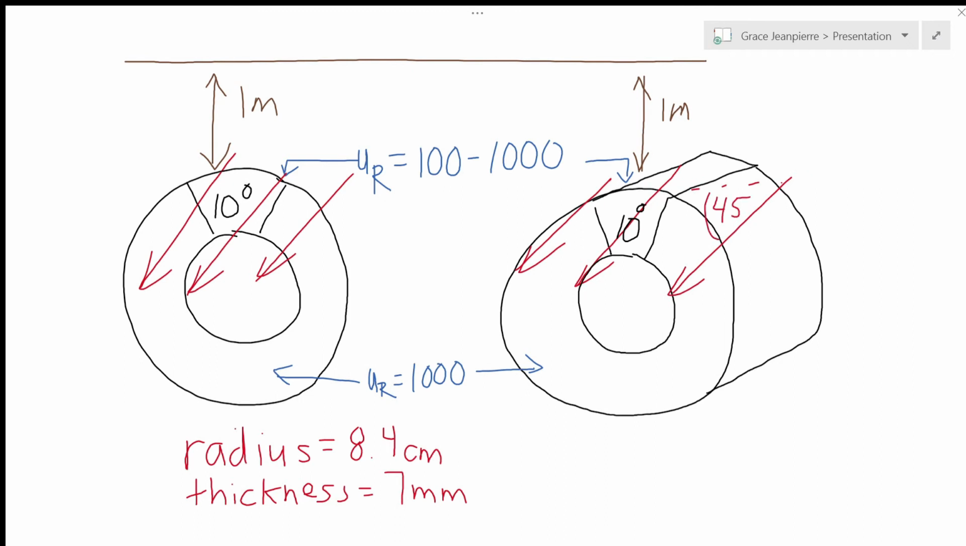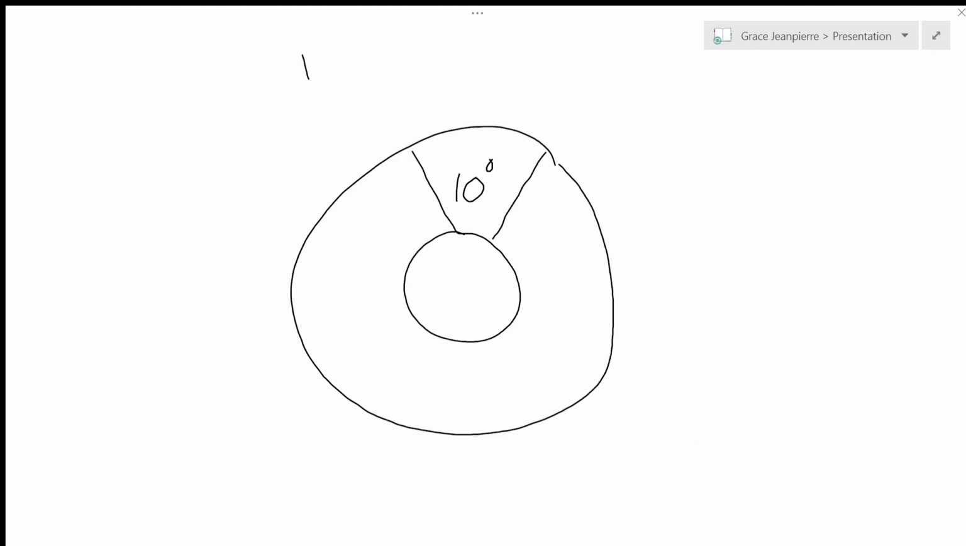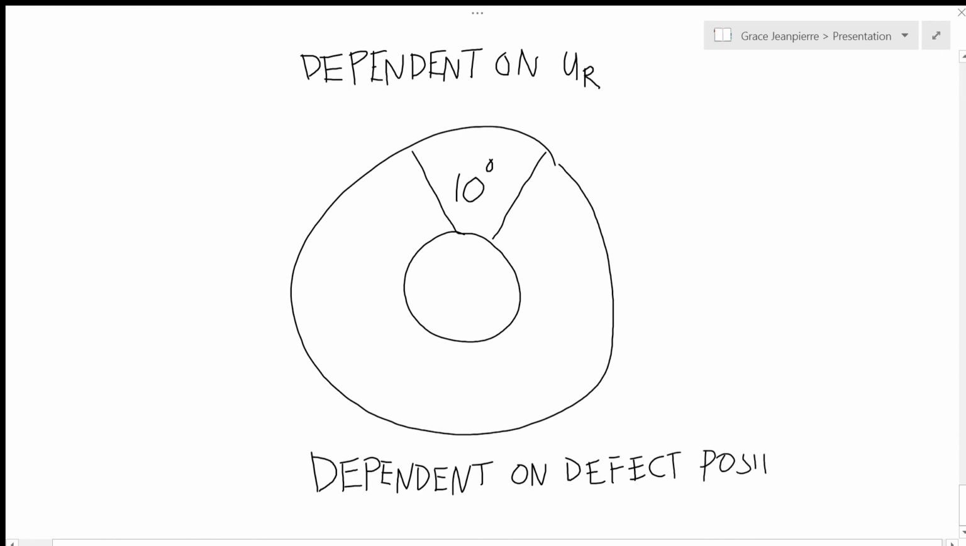A one-dimensional sensor was placed 1 meter away from the pipe to collect data on magnetic flux density using a finite element method. It was confirmed that change in magnetic flux density is dependent on the defect's relative permeability and position. Afterwards, a new defect was introduced.